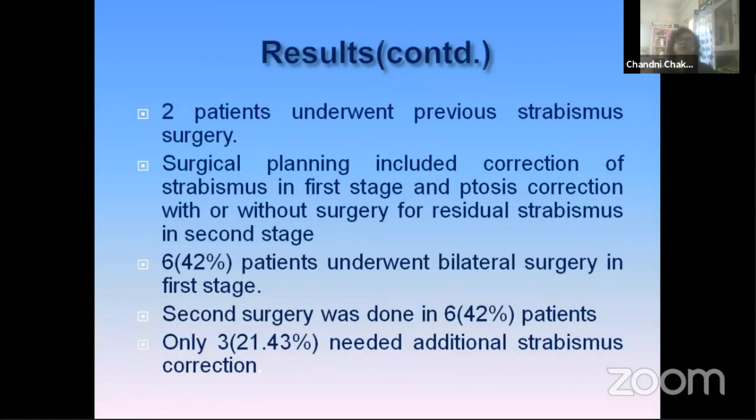2 patients were already operated somewhere else, and the surgical planning included correction of the strabismus in the first stage and ptosis correction in the second surgery, where the patch-up surgery for the residual strabismus was also done. 6 of the patients underwent bilateral surgery in the first stage because of the presence of large horizontal strabismus. Second surgery was needed in 6, that is 42% of the patients for squint. Only 21% of the patients, that is 3 of the patients, needed additional strabismus correction.